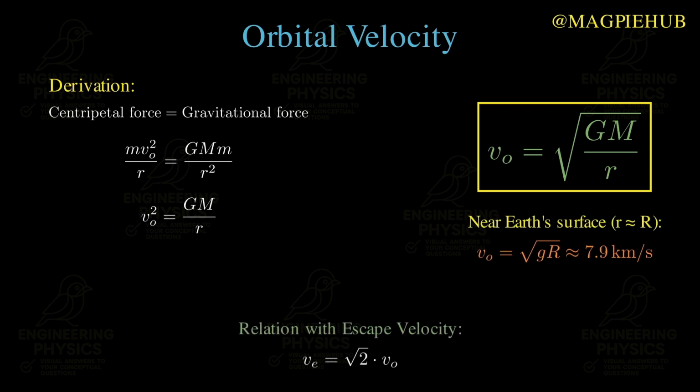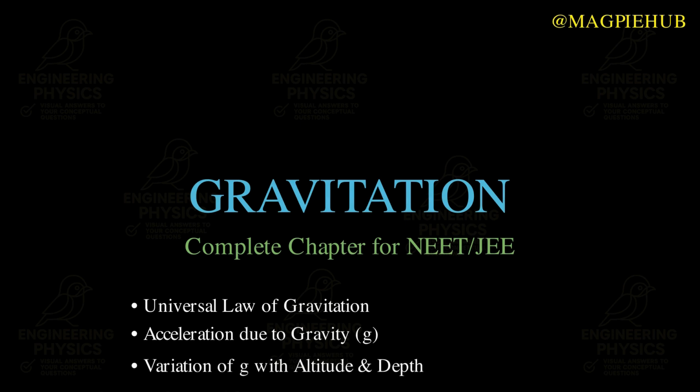Notice the beautiful relation. Escape velocity equals root 2 times orbital velocity. Vₑ equals root 2 times v₀. We will cover universal law of gravitation, acceleration due to gravity, Kepler's laws, gravitational potential energy, escape velocity, and satellite motion. Let's begin our journey to understand how gravity works.